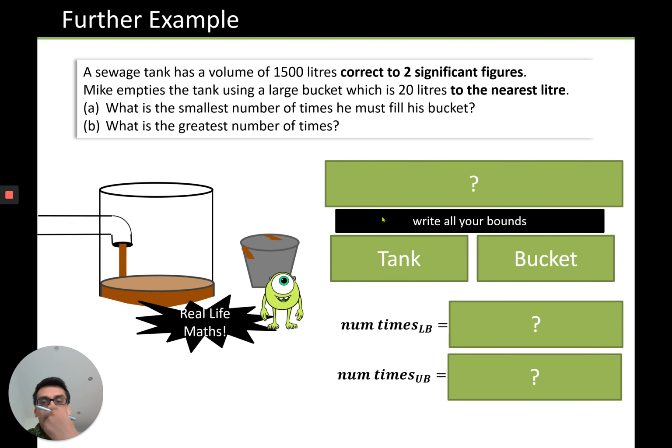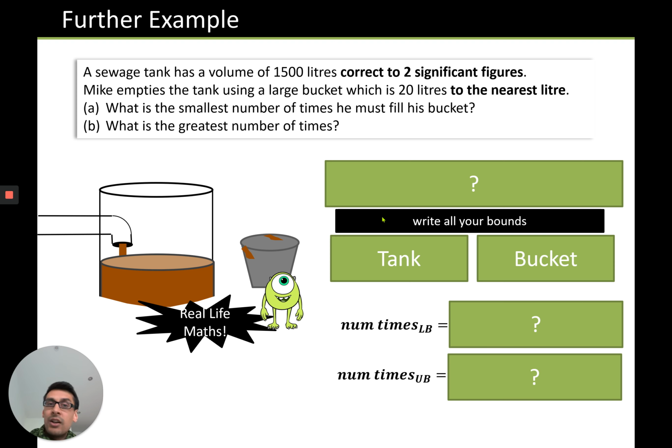A sewage tank has a volume of 1,500 litres correct to 2 significant figures. Mike empties the tank using a large bucket, which is 20 litres to the nearest litre. What's the smallest number of times he must fill his bucket? And what's the greatest number of times in theory?